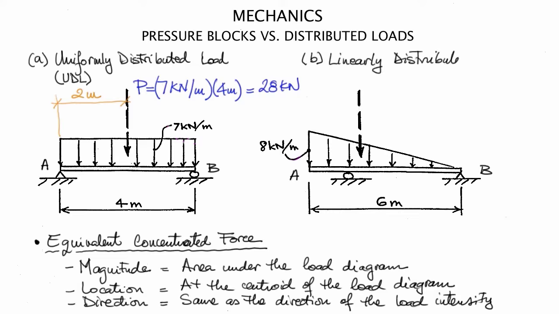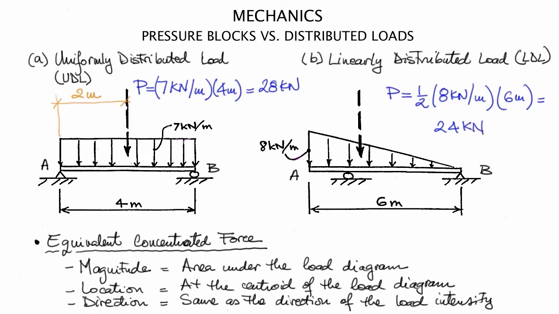Now on the right hand side, you can see a load that varies linearly from a load intensity of 8 kilonewtons per meter at A to 0 at B. This is what is termed a linearly distributed load, or LDL, and its magnitude will now be equal to the area of the triangle that defines the load, 24 kilonewtons in total. The equivalent concentrated force will be located at 1/3 of the length of the triangle from its base, from A. So 2 meters from A and 4 meters from B.